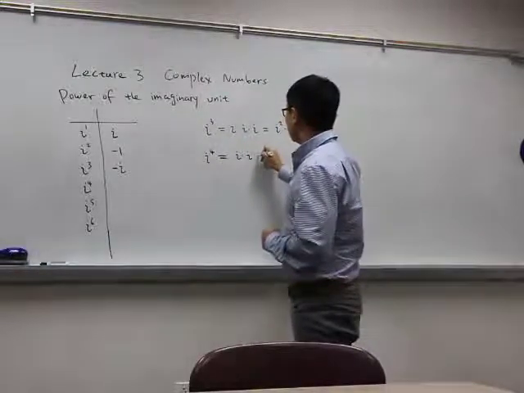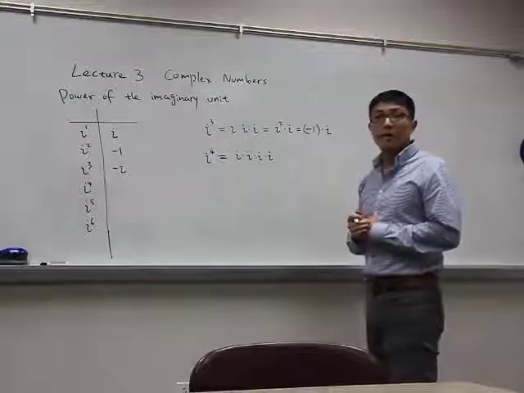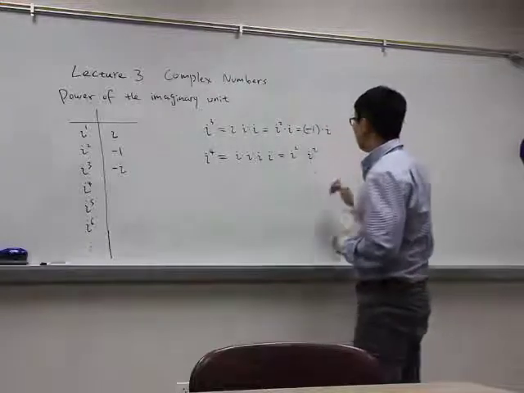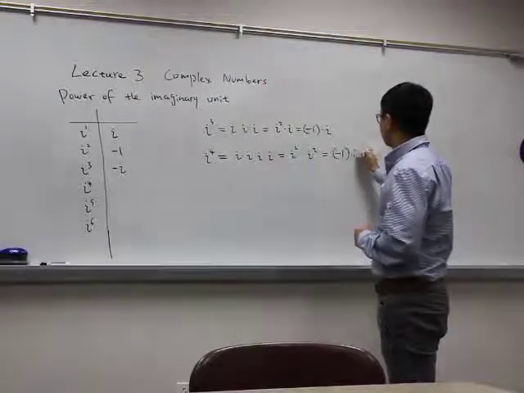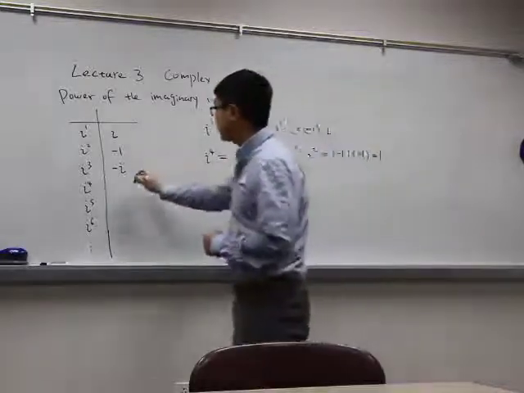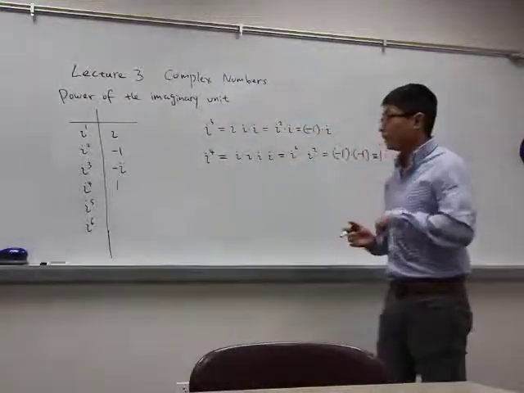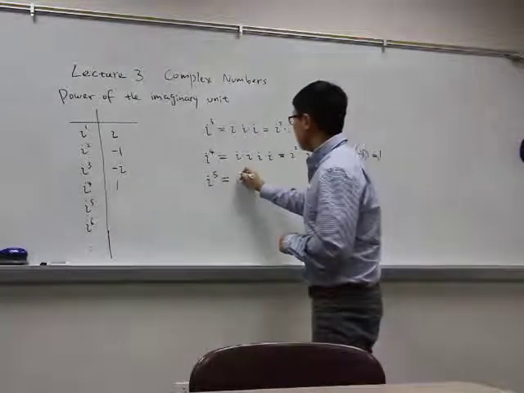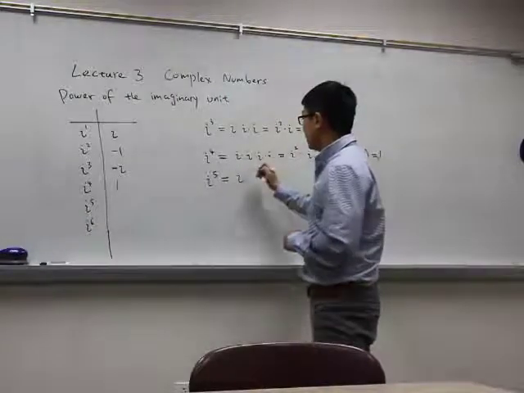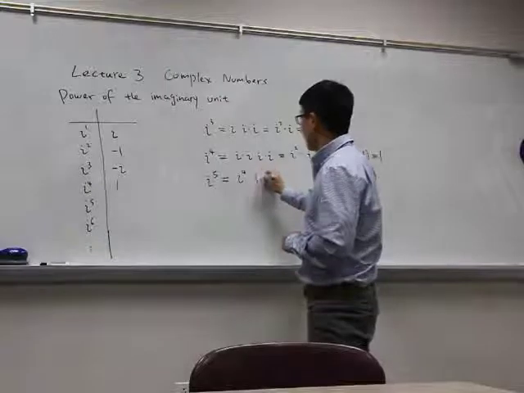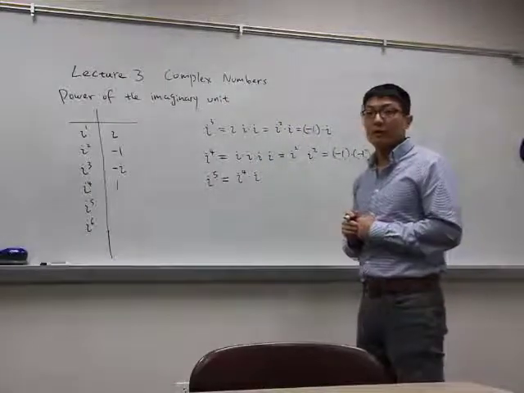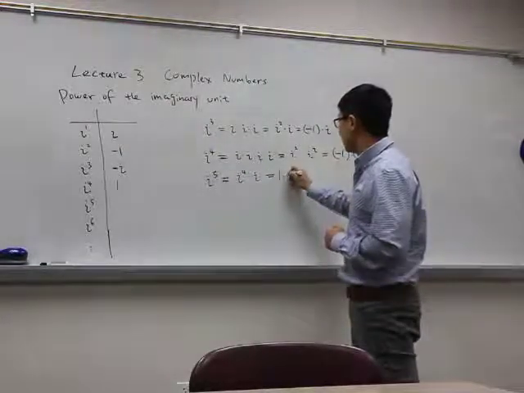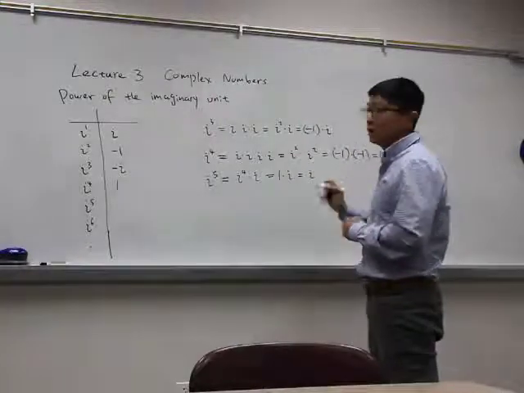So this is i multiplied by itself 4 times, which we can write as i squared times i squared, which is -1 times -1, so that's +1. Now let's look at the next, i to the power of 5. We can split this into i to the power of 4 times i, using the property of exponents. Since we know i to the power of 4 is 1, this is 1 times i, which equals i.